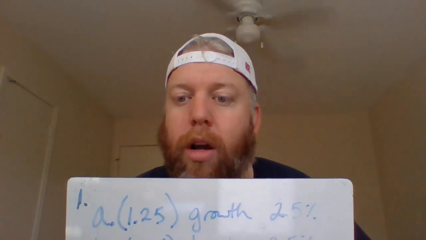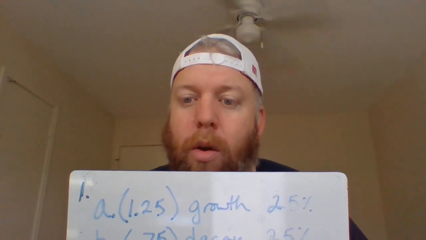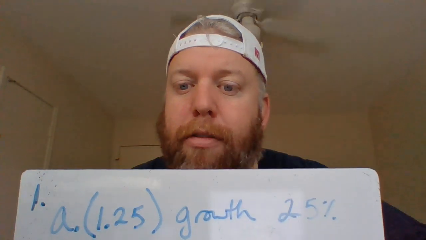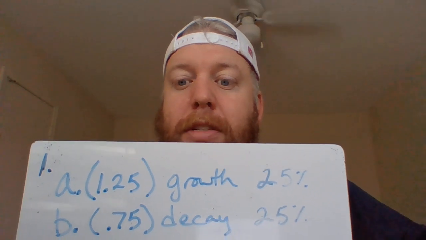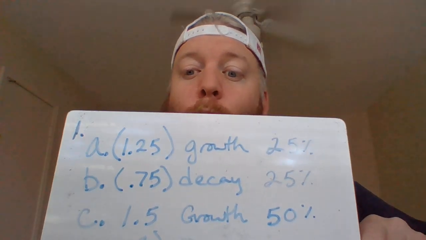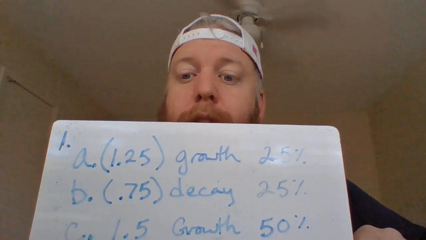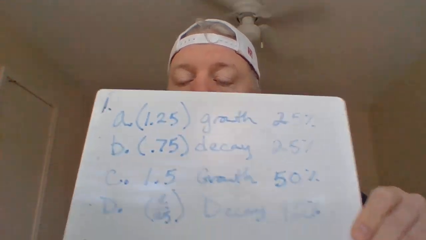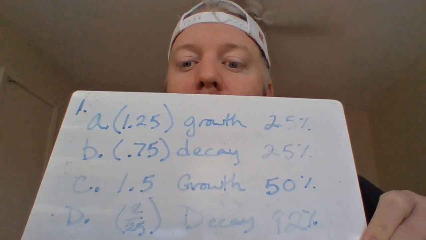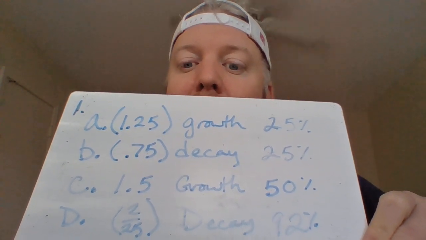Okay, so here's what we have here. Number 1A was growth because it was 1.25. So that gives us a 25% growth. 2 was 0.75. That gives us a 25% decay. 3 was 1.5, which gives us a 50% growth. Now notice all I'm doing is either adding or subtracting 1 here. And then D was 2/25, and see my marker's drying out. It's decay, and it gives us a 92% decay. And once again, here's how that works out.